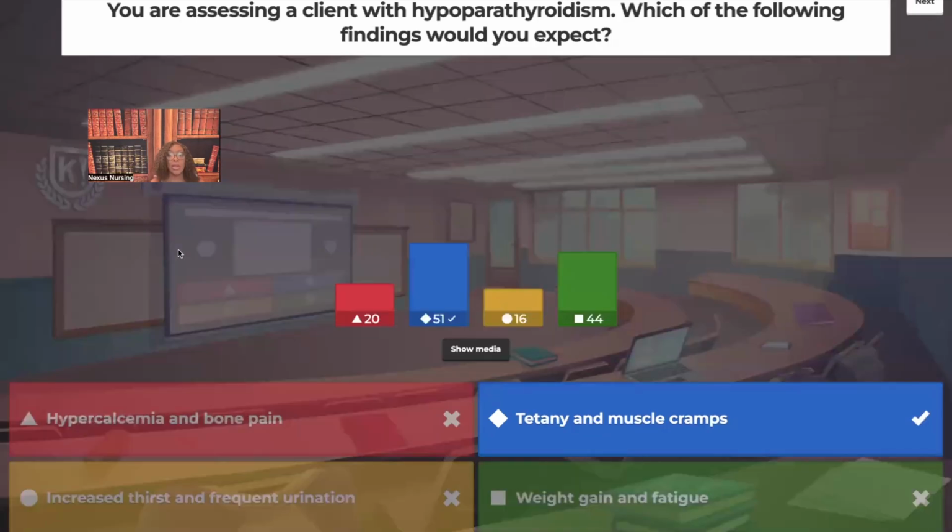Great. Tetany and muscle cramps. So let's talk about this, guys. Remember when we did the Kahoot and we were talking about thyroid, not parathyroid, thyroid disorder. And I told you when you think about the thyroid, I want you to think about metabolism. If the patient has hyperthyroidism, metabolism's increased. If they have hypothyroidism, metabolism is decreased, right? Well, when we're thinking about the parathyroids, I don't want you to think about metabolism. I want you to think about calcium in the blood. If the patient has hypoparathyroidism, the calcium in the blood is low.